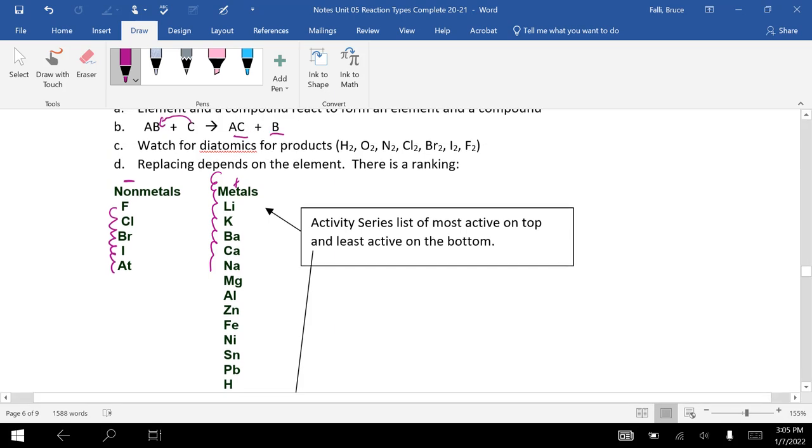Okay? Now, what's kind of surprising on this is that there's a ranking. Okay? So if you're F and you're up on top, you're better than all of these. F can replace anything on there. It's the best, right? Now, the way I remember this is imagine if you're trying to steal somebody's significant other. So you're trying to steal their little honey, all right?